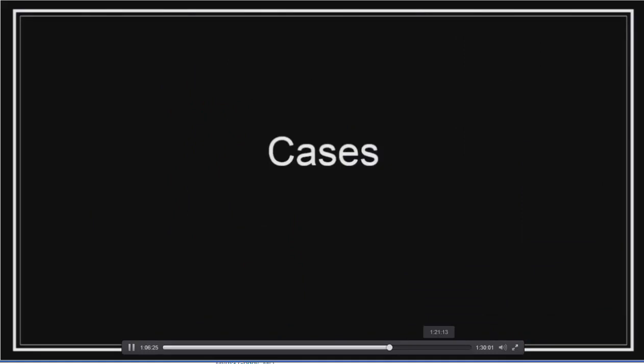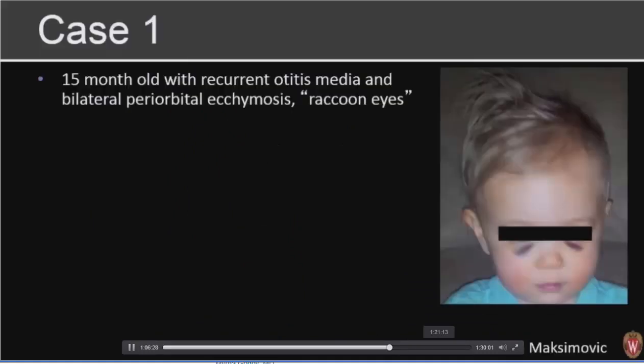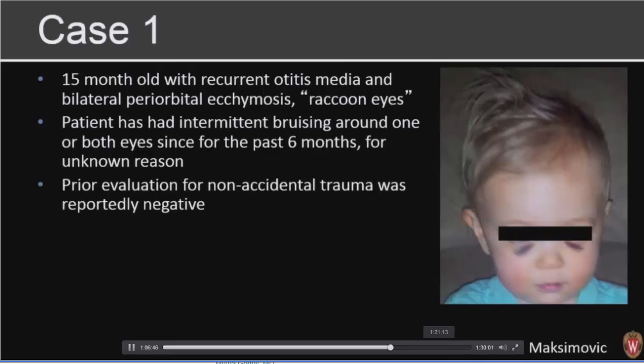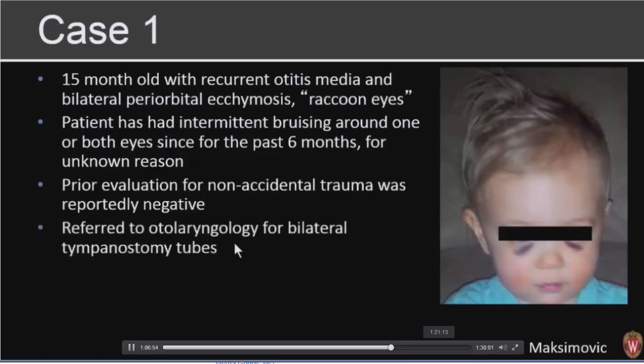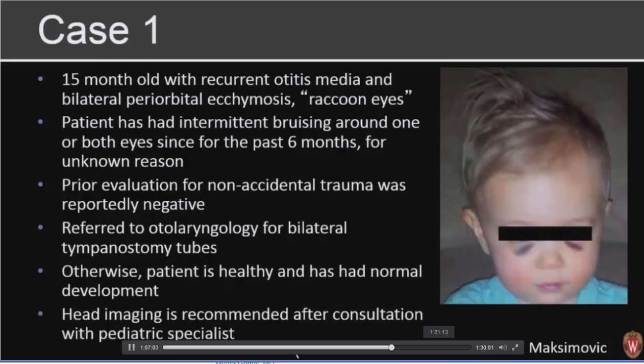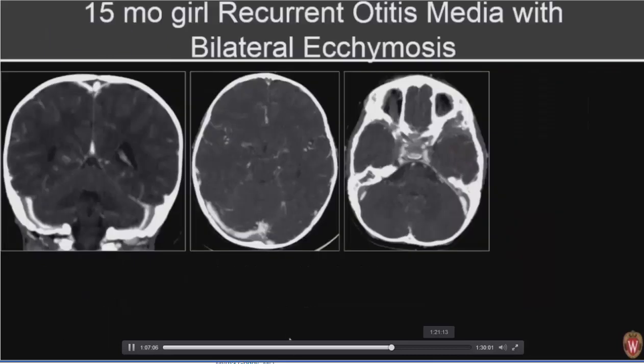So now we're going to focus on some cases. This is a case who came to us last year, and it's a 15-month-old who came in with recurrent otitis media, and she had bilateral periorbital ecchymosis, or raccoon eyes. The patient has had intermittent bruising around one or both eyes for the past 6 months for an unknown reason. So you might expect that this patient is going to get worked up for non-accidental trauma, and that was reportedly negative. So the patient was referred to otolaryngology for bilateral tympanostomy tubes, and was recommended to have some imaging after they consulted with a pediatric specialist.